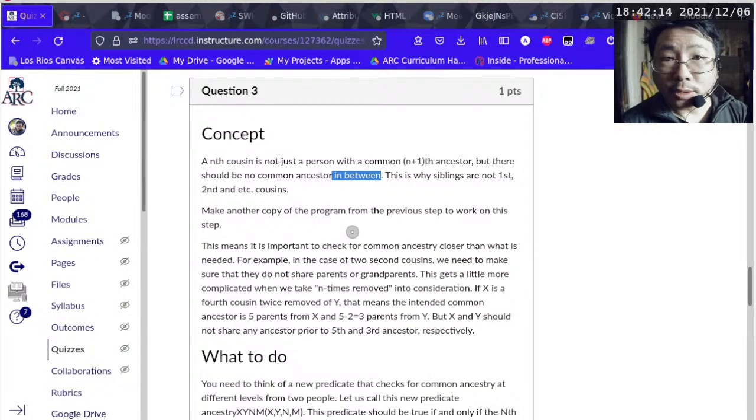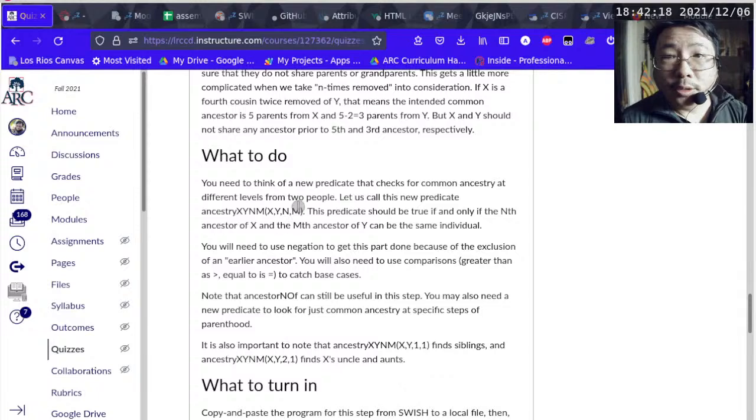Alright, so let me just read this again. Okay, what to do? You need to think about a new predicate. There we go. So you need a new predicate, because ancestry X, Y, and M should exclude. If you put in Bart and Lisa over here, and then 4 and 4 over here, it should return false, because they are not 4th cousins.